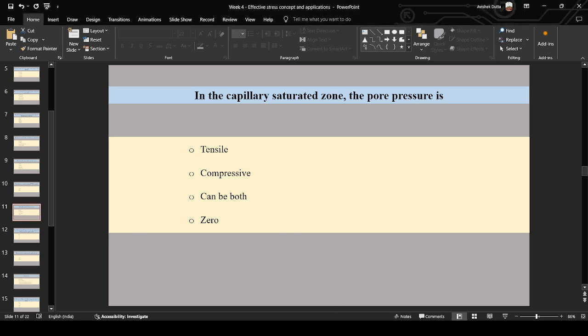In the capillary saturated zone, the pore pressure is. The options are tensile, compressive, can be both, or zero.